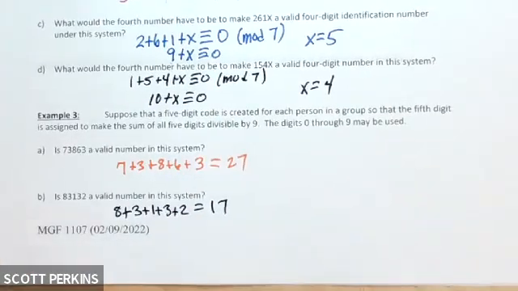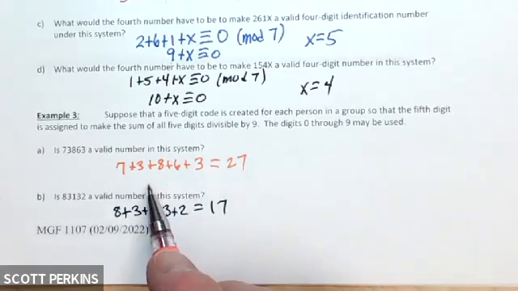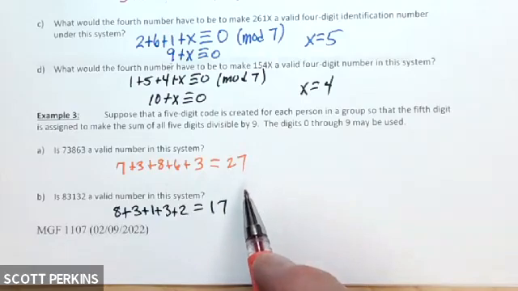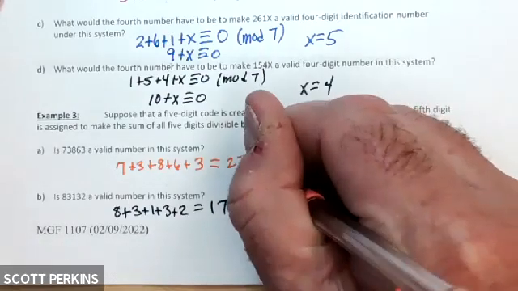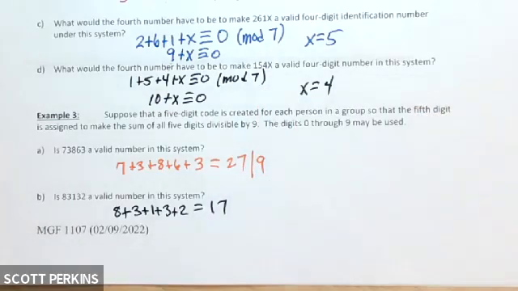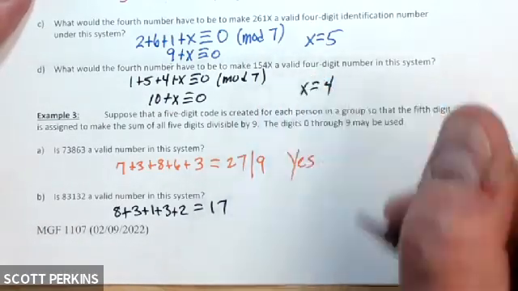Okay, so part A, 73863, is this a legitimate one? My digits add up to 27. Does that make this a valid code? Yes, it's divisible by 9. 27 divided by 9 is 3. So that one's yes. Great.